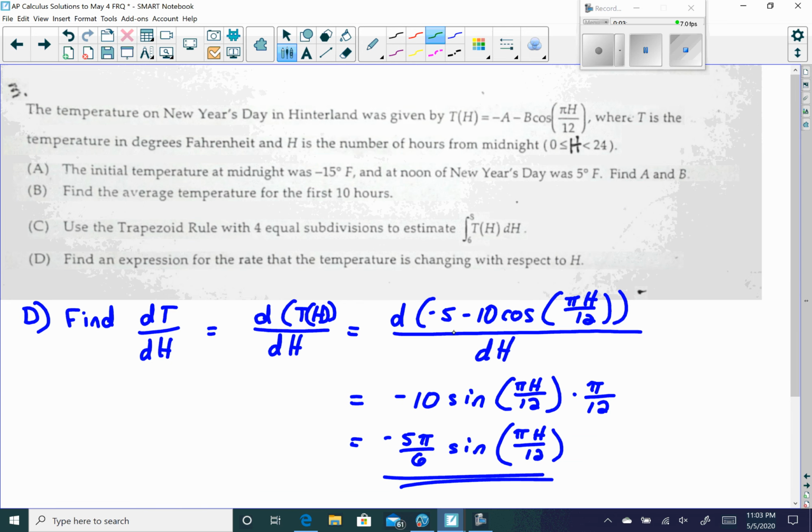The negative 5 just turns into a 0, and then the derivative of the second part using the chain rule, we get negative 10 times sine. The inside stuff stays the same, and then it's times the derivative of the inside stuff. And then just simplifying this, we get negative 5 pi over 6 times sine of pi h over 12.